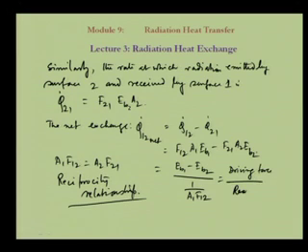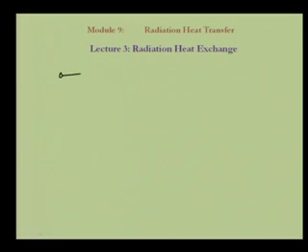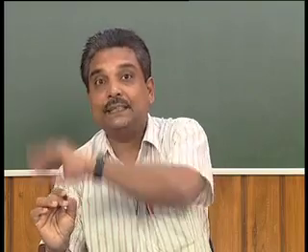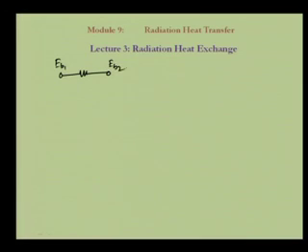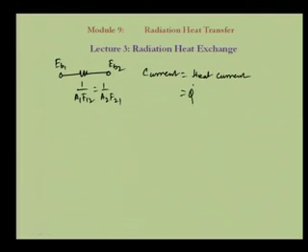Therefore, this equation now becomes driving force by resistance. If we write the electrical analogy, then this is the resistance and this is the driving force. Eb1 is the emission potential for the first surface, so that much amount of energy it can emit. Eb2 is the emission potential for surface 2, and 1 by A1 F12, equal to 1 by A2 F21, is nothing but the resistance. So we are getting a current, which is the heat current here, equal to Q dot 12 net. This current is driven by the differential potential.